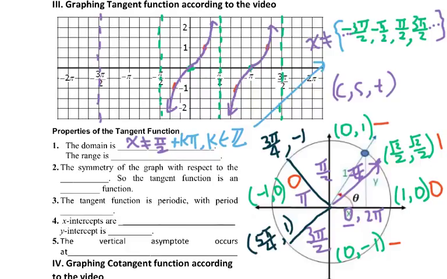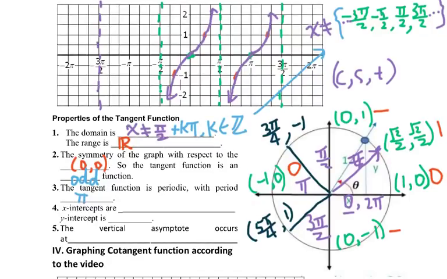For the range, there are no endpoints at the top and no endpoints at the bottom. That means all real numbers. The graph will be symmetric to the origin (0, 0), so it's an odd function. The tangent function is a periodic function also, with period pi. Every pi, it's repeating.